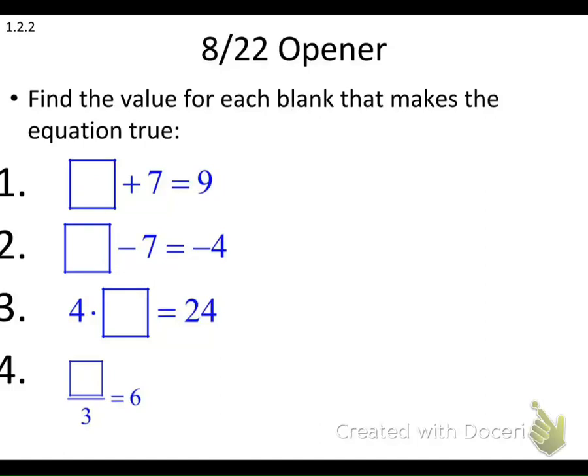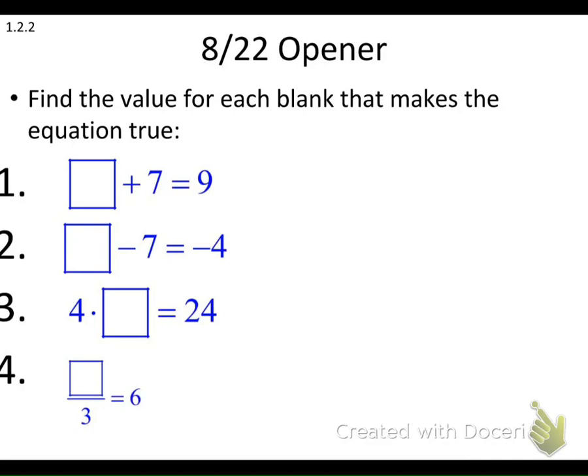Okay, so today's opener is just to kind of get our brains thinking for when we start solving one-step equations. Now, this would basically be a one-step equation if you'd plug in a variable for each of these boxes. If you plug in like a plus 7 equals 9, you'd have a one-step equation. You try to solve for that variable. But we're not going to get there yet.